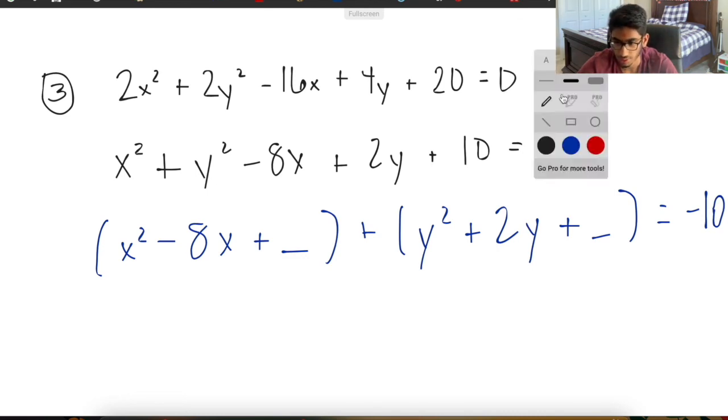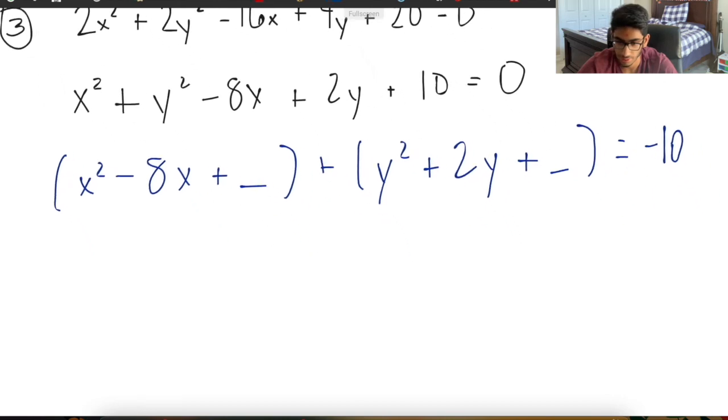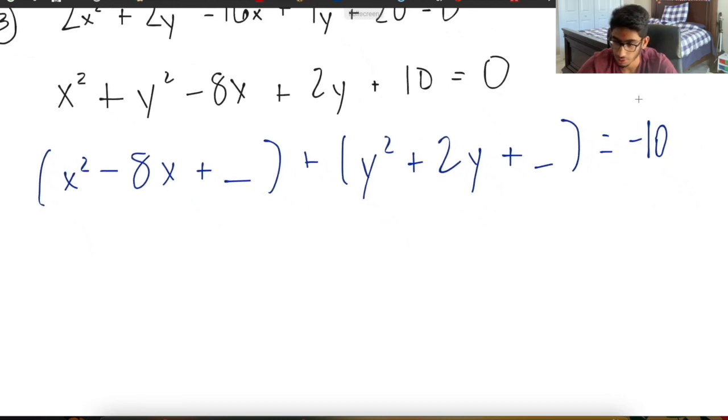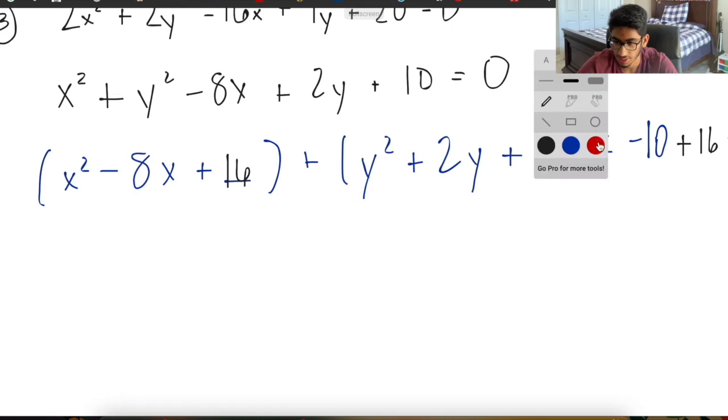All right. And so our next step would be finding the blank. So the same formula, b divided by 2 squared. So -8 divided by 2 is -4. -4 squared is 16. 2 divided by 2 is 1. 1 squared is 1. So we can add that here. Plus 16 plus 1, and this comes out to be just 9.